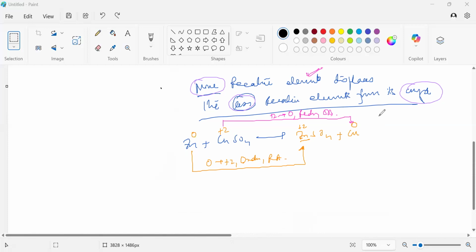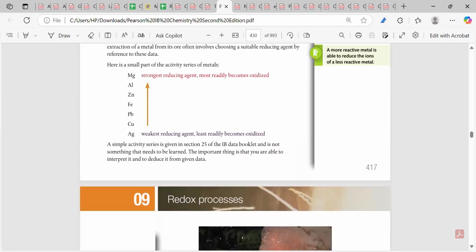Now, the next important thing: we can build up the reactivity series. If any element is displacing another element, it will be placed higher in the reactivity series. Got it? Is it clear?